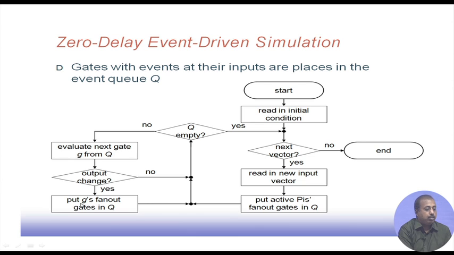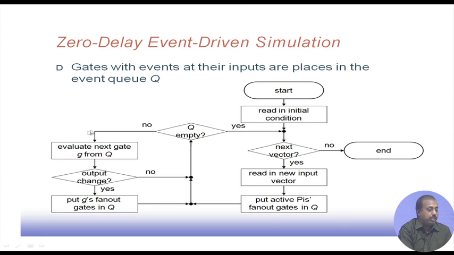Now we need to simulate those gates only. So we again do the same thing: we put the fan out gates in the queue. Suppose we have taken the gate G. For simulation, that gate's fan out nodes will be put into the queue. Then it checks whether the queue is empty or not.